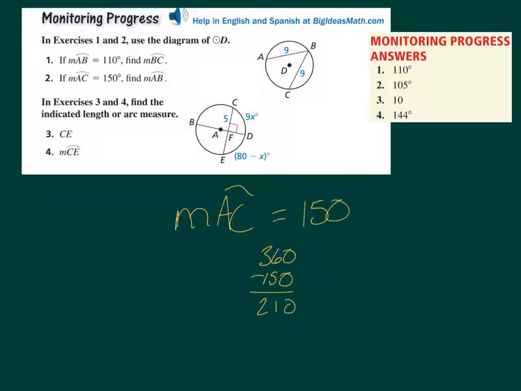ABC is 210. Well, if I just want AB, I need to take that 210 and divide it by 2, and that's how I get my 105. So if I take 210 and divide by 2, I get 105. Sorry, I'm changing colors here. We really don't need to punch this in, but 210 divided by 2 gives me that 105 that I get up above.